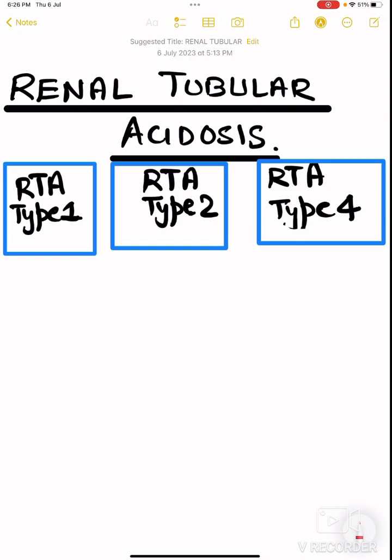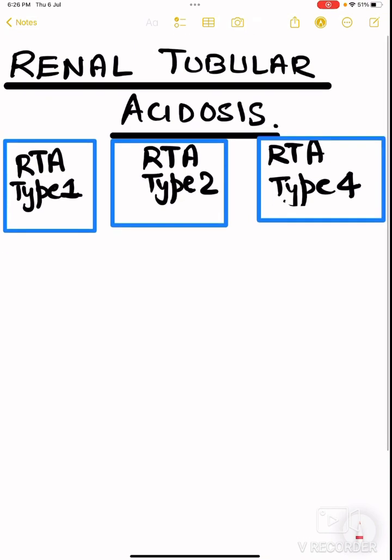So first of all, the basic difference in RTA type 1, 2 and 4 is that RTA type 4 is the only RTA in which potassium is high, right? The rest, RTA type 1 and RTA type 2, have hypokalemia. RTA type 4 is hyperkalemic, right?